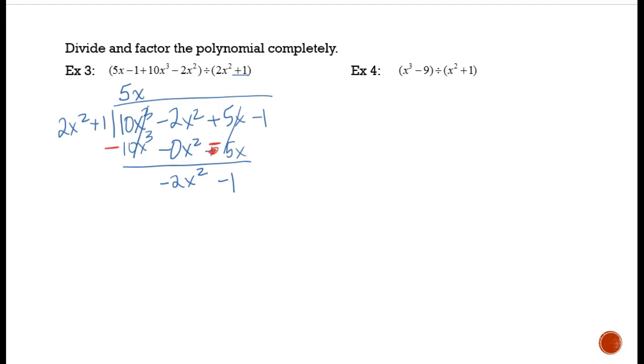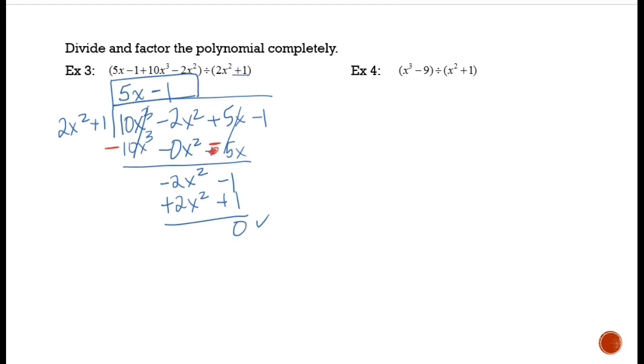All right, so now look at here. What do I need to multiply positive 2x squared by to get negative 2x squared? Just a negative 1. So if I distribute that, I get negative 2x squared minus 1. Okay, change my signs. These become positive. Combine like terms, and I get a 0. So it's just 5x minus 1. All right, so catch the point that you have to keep placeholders in for exponents that are not represented.